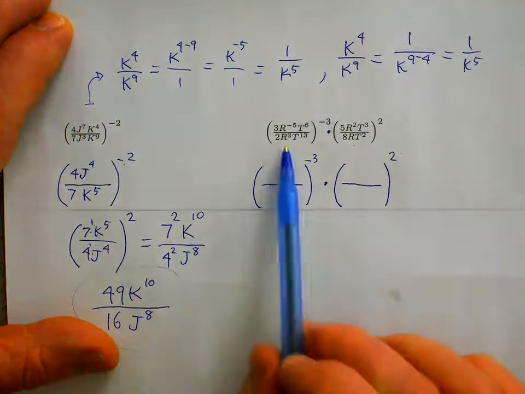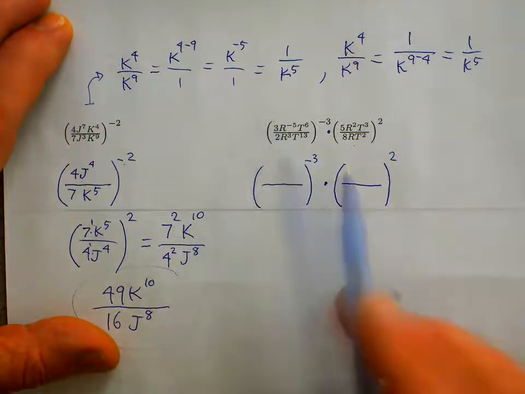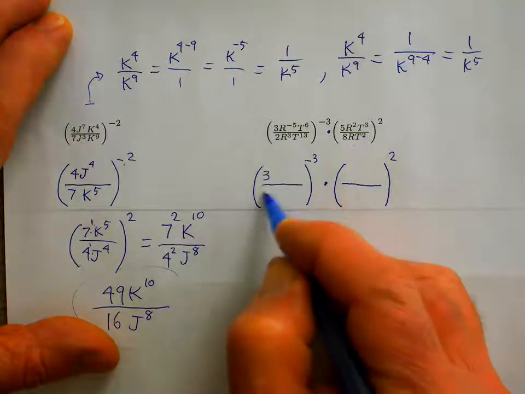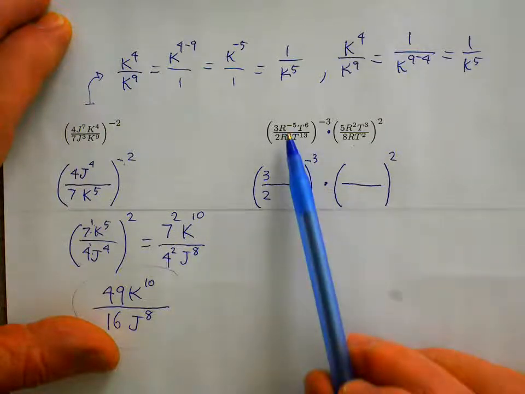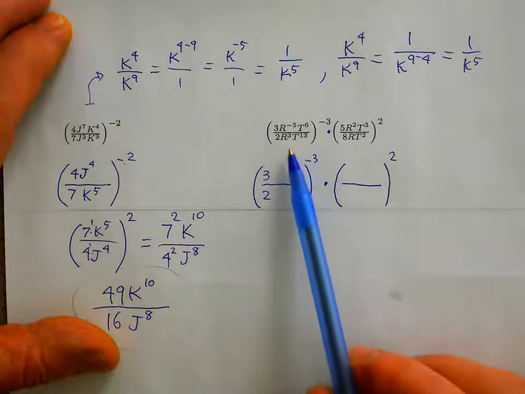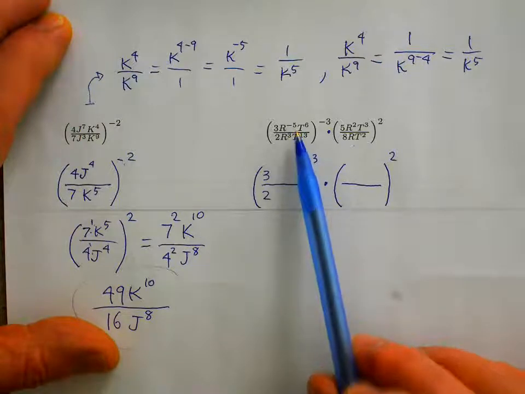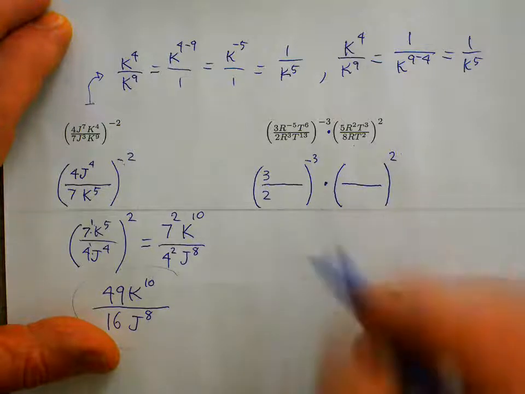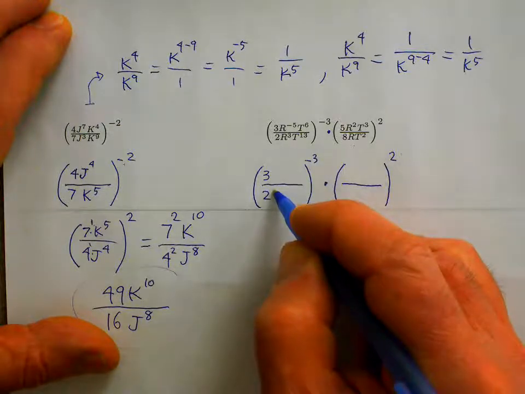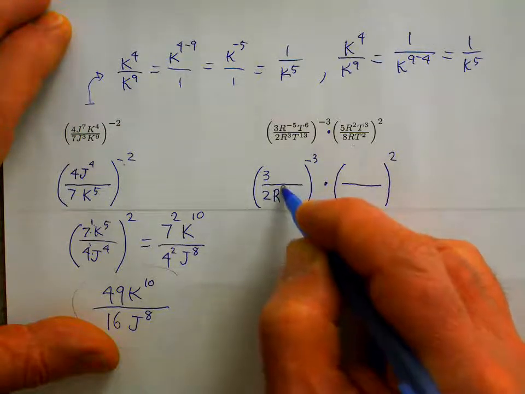Okay, so inside this set of parentheses, 3 divided by 2, that doesn't simplify any further. Then when we focus on the variable r, we have r to the -5 divided by r to the 3rd. So that's going to become r to the 8th in the denominator.